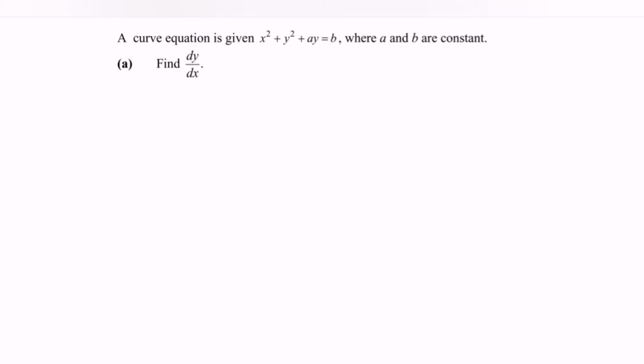So now differentiate x squared. Since this is a variable x, we will have 2x, plus differentiate y squared. y is not a variable for x, so we get plus 2y dy/dx. Continue, differentiate ay. Again y is not a variable for x, so we have plus a dy/dx equals 0.